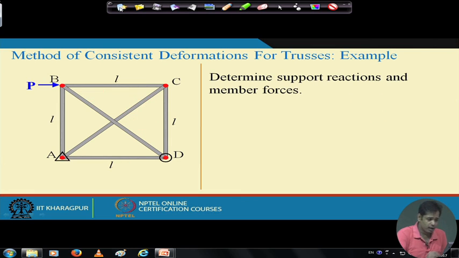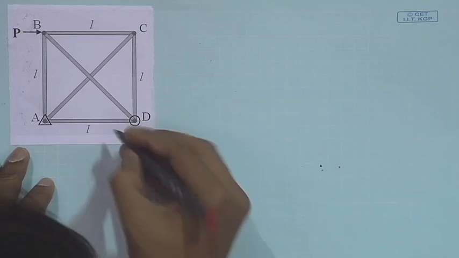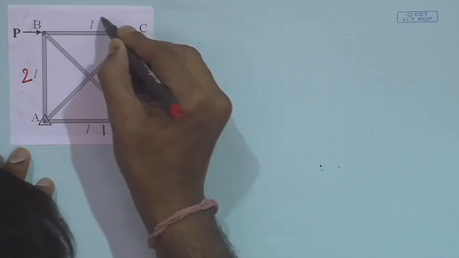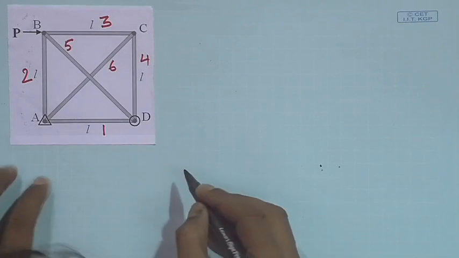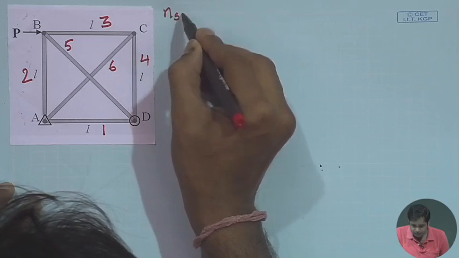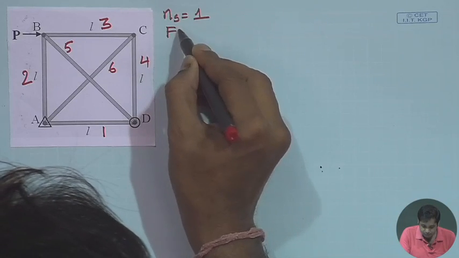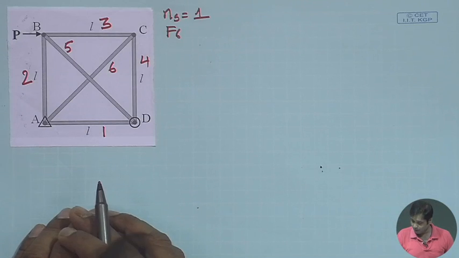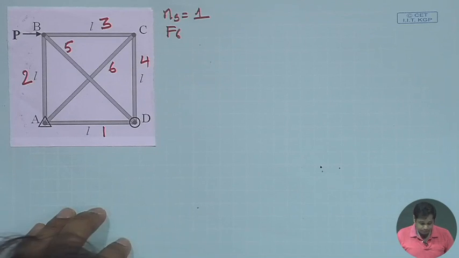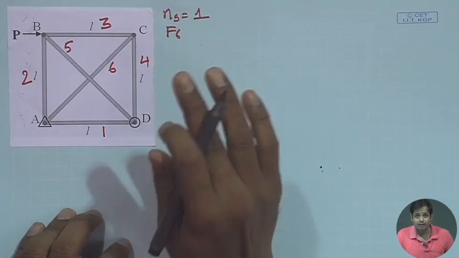Okay. Now, this is the structure, so let us write these numberings. This is member number 1, member number 2, member number 3, member number 4, member number 5 and member number 6. For this we have seen that n s is equal to 1 and the redundant is F6, which is the force in member AC.